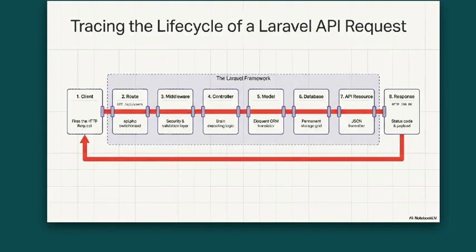ORM stands for Object Relational Mapper. This is arguably the most powerful subsystem in the entire framework. How does it work? A model is a simple PHP class that acts as an ambassador to a specific database table. So instead of the controller trying to formulate a complex string of raw database syntax, the controller simply talks to the model in native PHP.